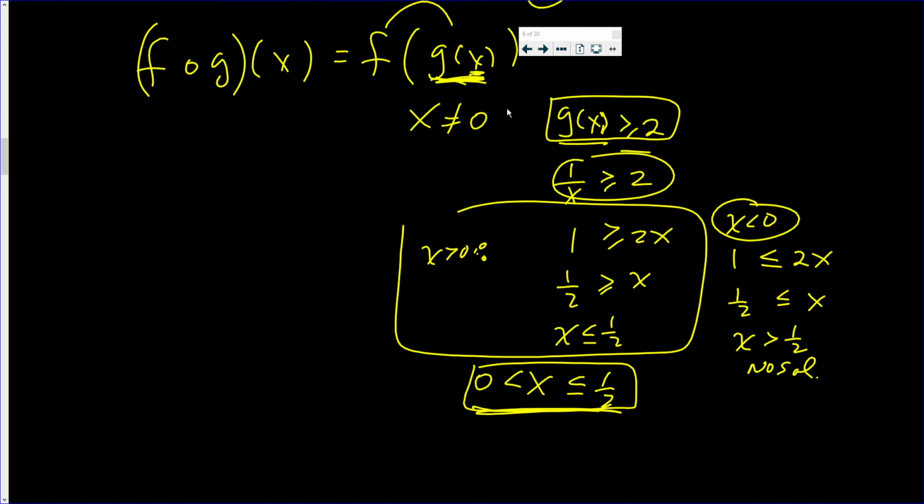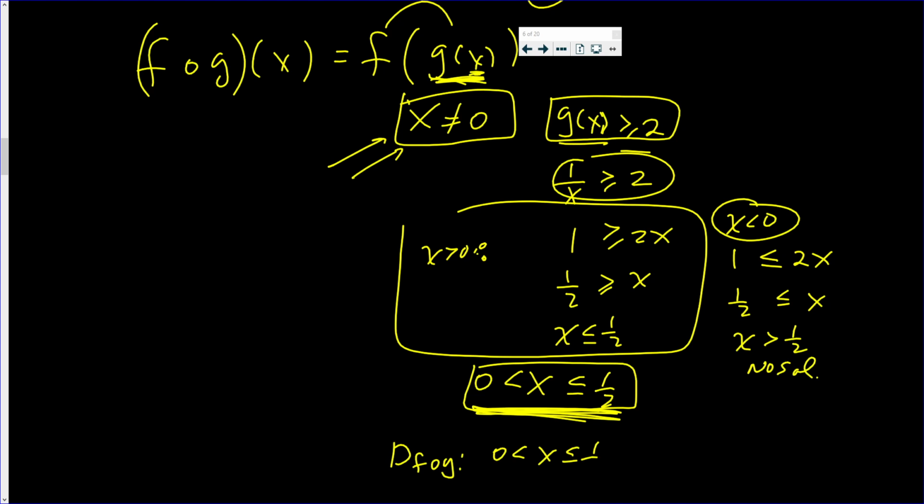Now, when I combine that with this restriction, I could ignore that restriction, because this one already says x can't be 0. So x has to be bigger than 0. So the final answer is the domain of the f circle g function is x can only be in between 0 and a half. It can equal a half, but not the number 0.